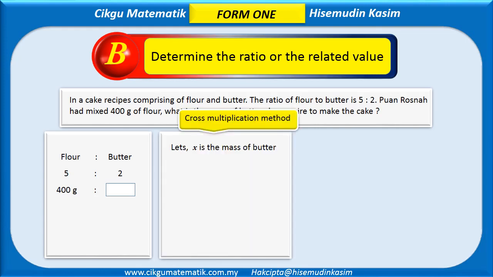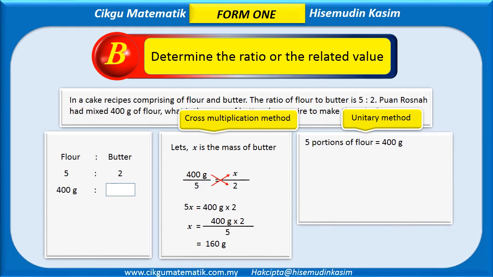Cross multiplication method. Let x be the mass of the butter. 400 g over 5 equals x over 2. 5x equals 400 g times 2. x equals 400 g times 2 divided by 5 equals 160 g.